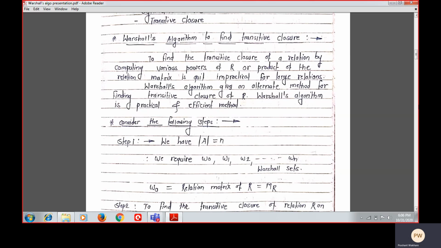There are three steps to find the transitive closure by using Warshall's algorithm. First, we have to find out mod A. Suppose the set A is equal to {1, 2, 3, 4}. So there are 4 elements, then mod A will be 4. Then we require the Warshall sets W0, W1, W2 up to Wn, and W0 will be the relation matrix of R, that is MR.